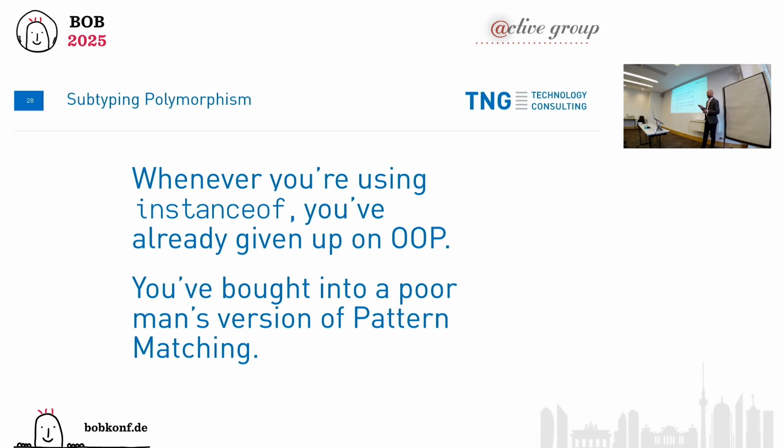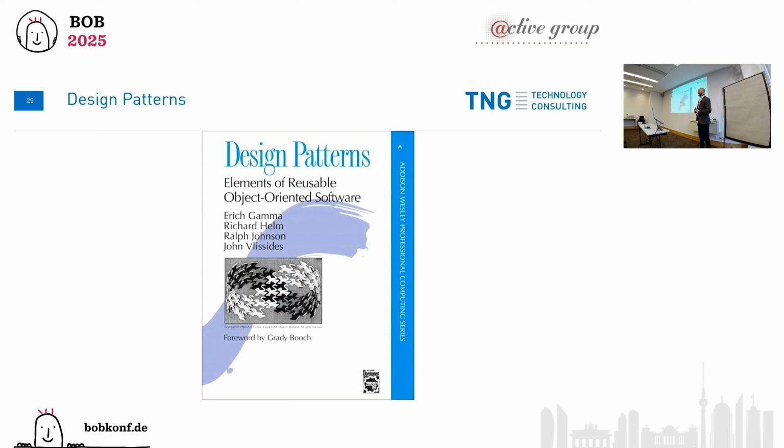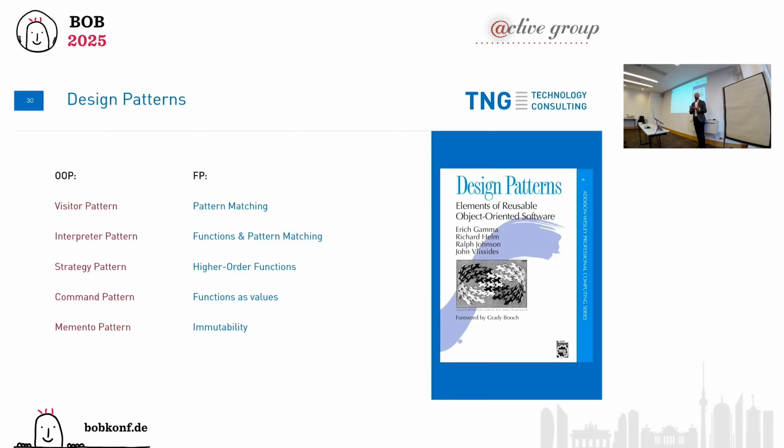But even in classic object-oriented programming, there is a way to avoid these instanceof checks. The visitor pattern. That brings us back to the book, Design Patterns. You can use the visitor pattern in order to essentially emulate functional programming pattern matching. There are other patterns that are just emulating functional programming concepts. For example, the strategy pattern just emulates higher order functions.